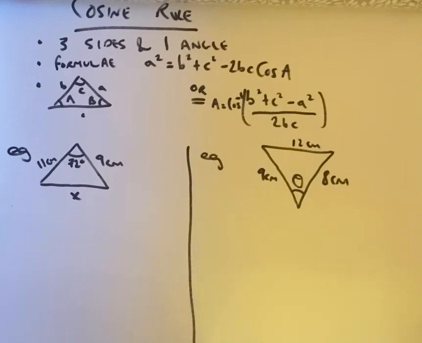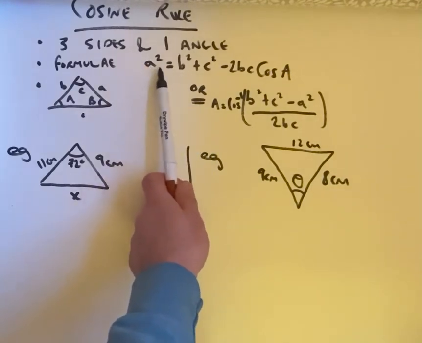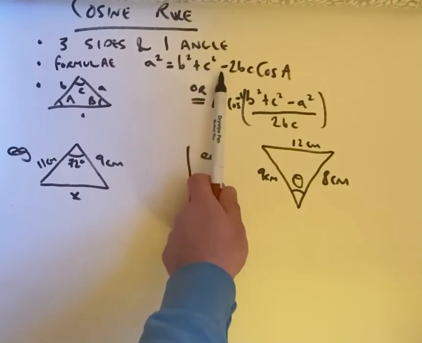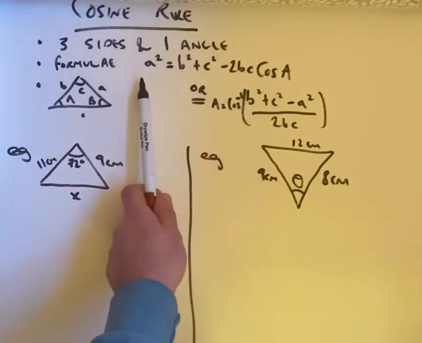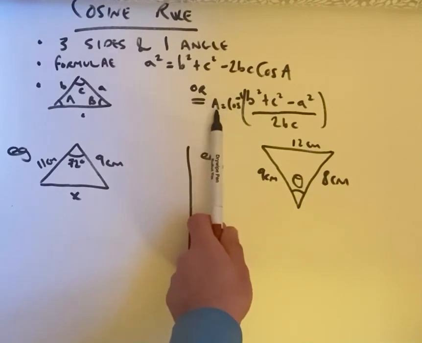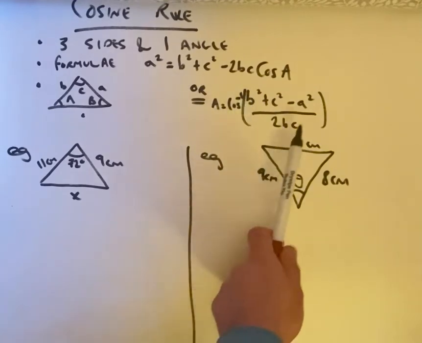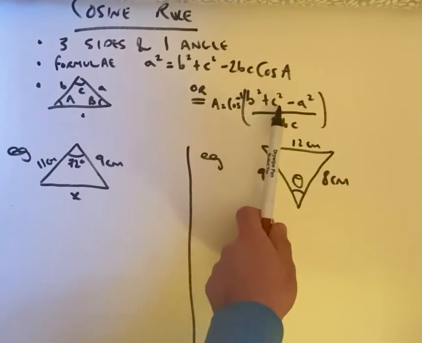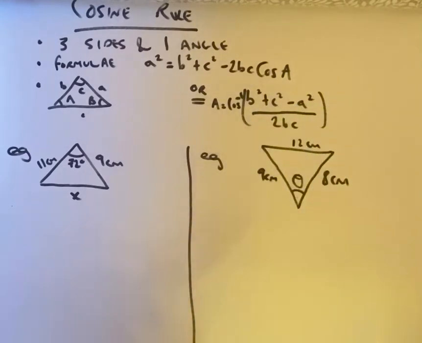We've got two formulae that we can use. We've got a squared equals b squared plus c squared minus 2bc cos A to find a missing length. Or we've got the missing angle formula, which is A is cos to the minus 1, all in brackets, b squared plus c squared minus a squared over 2bc.